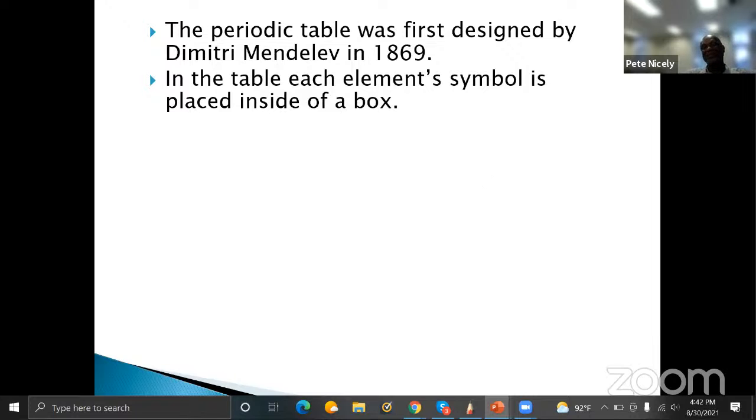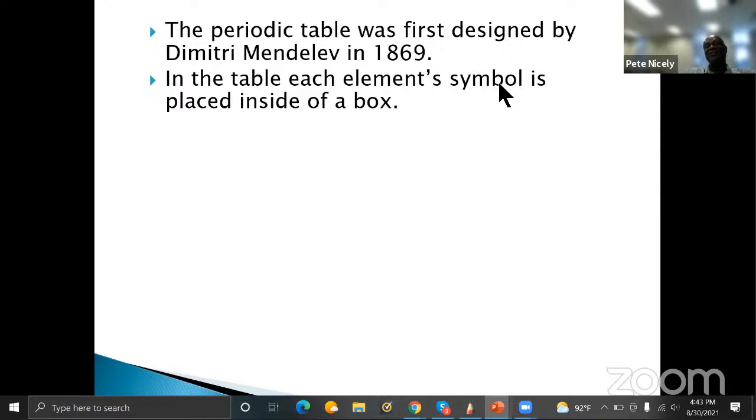But while he was writing the textbook, he discovered that if you were to arrange the elements in order of increasing atomic mass, then after so many elements, and later on we're going to talk about what we mean by atomic mass, but basically atomic mass is how heavy an atom is for a particular element. So what he discovered was that if you arrange the elements in terms of their atomic masses, after so many elements, you find that the properties tend to repeat themselves.